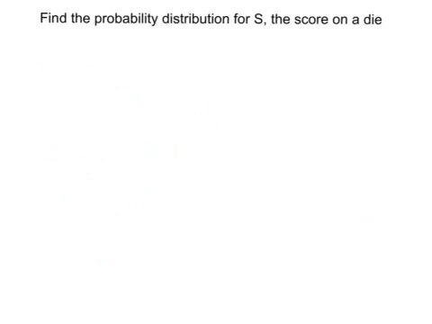Okay, these questions look awful, but they're actually really simple. Find the probability distribution for S, the score on a die. So here is the discrete random variable. It's a capital letter S, and it describes something numerical, the score on a die. 1, 2, 3, 4, 5, 6.